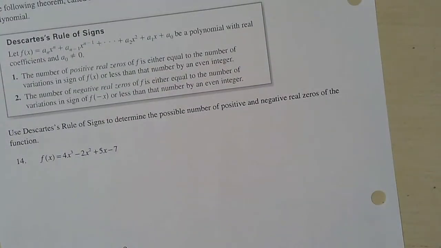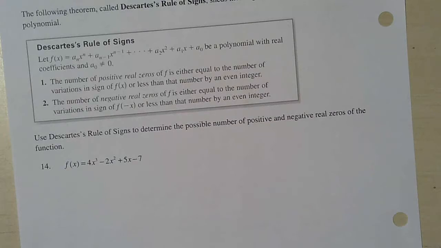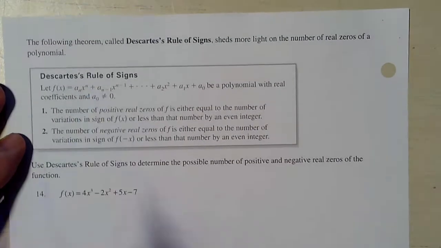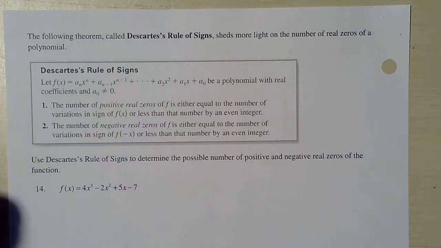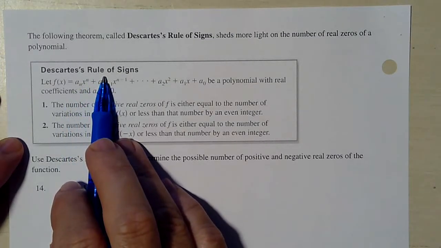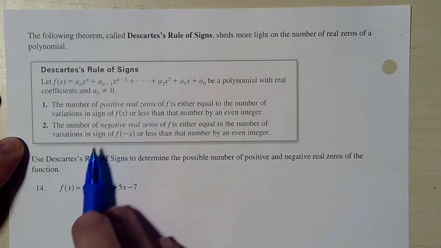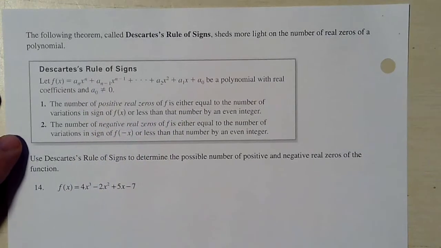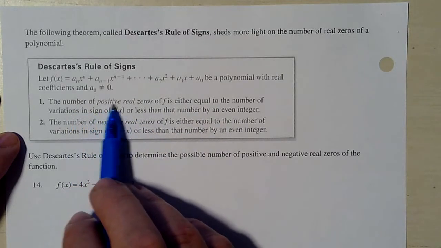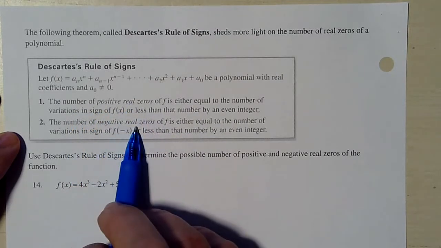Okay, we're going to wrap it up here with Descartes' rule of signs. All right, Descartes' rule of signs. That's named after René Descartes, a French mathematician. All right, now what this does kind of has a goofy explanation, but once you see it in action, I think things will click. Okay, it's a way to narrow down the number of positive real zeros and also the number of negative real zeros.